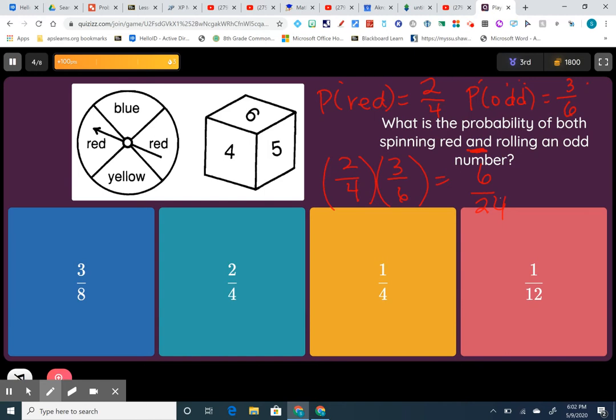I know that 3 goes into 6 and 24. So 3 goes into 6 2 times, and 3 goes into 24. Oh, I could do bigger than that. You know what? I'm not going to do 3. I'm going to do 4. 6 is larger, and it divides 6 and 24. So 6 goes into itself once, and 6 goes into 24 4 times. So we have the answer, or the probability of both spinning red and rolling an odd number would be 1/4. Again, these are independent events.